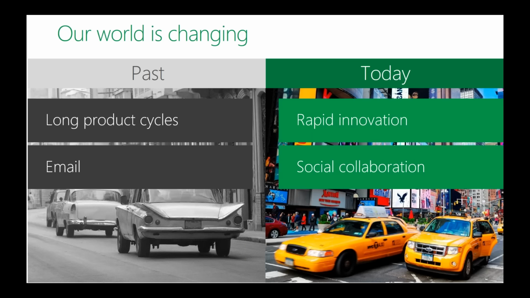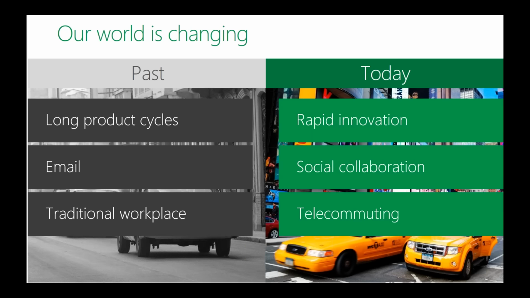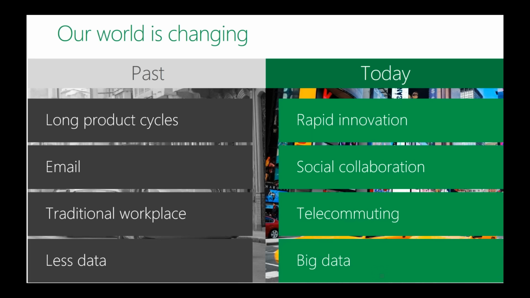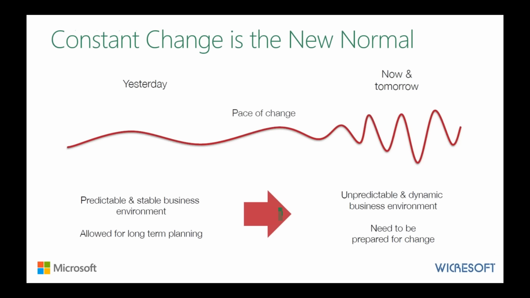Email is rapidly being replaced with collaboration tools such as Facebook in our personal lives and Yammer at work. And most of us have spent time commuting to and working in an office, but now many of us avoid that commute and work from a home office. And finally, the volume of information available to us has exploded, in particular as we deliver projects, programs, and portfolios. We now have data and insights into all aspects of projects and are able to make better decisions based on big data. So not only is our world changing, but constant change is the new normal.